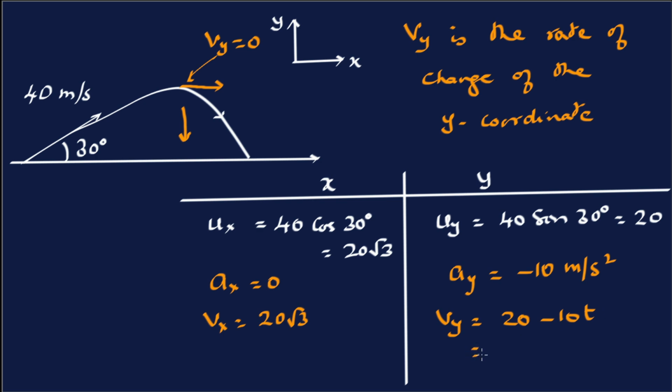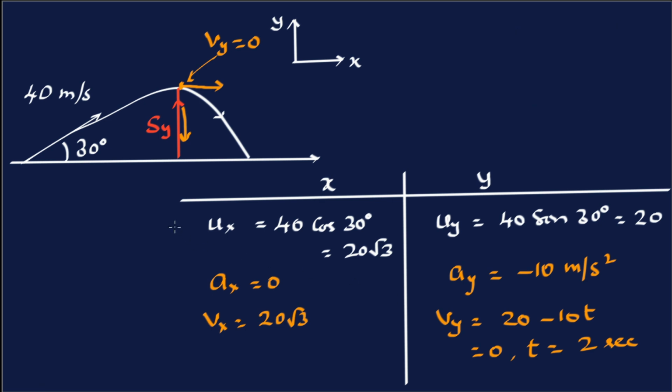So if I put this equal to 0, I get t is equal to 2 seconds. So it takes 2 seconds to reach the highest point. Now we can ask the question, what is the maximum height that it reaches? The maximum height, take a look at the drawing, is nothing but the displacement of the stone in the y direction. Displacement is given by Sy. Keep in mind, S equal to ut plus half at squared. S does not stand for distance. S stands for displacement. In this case, the displacement of the y coordinate is the maximum height reached.